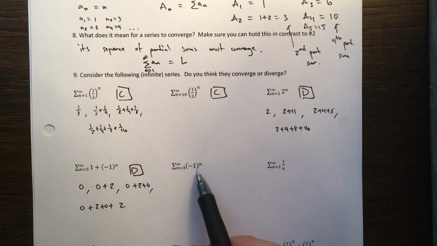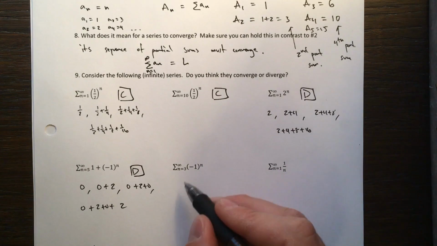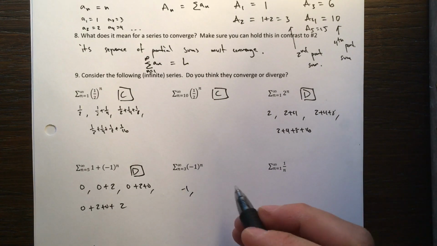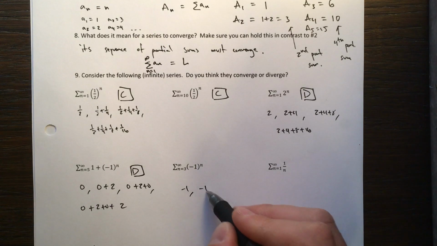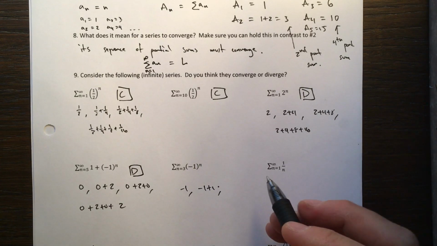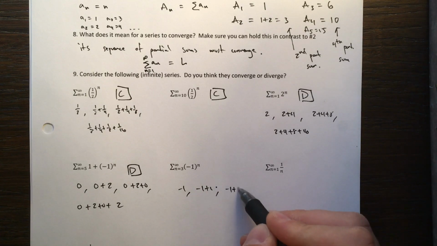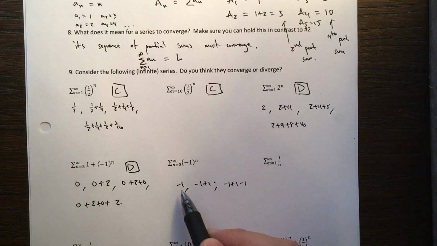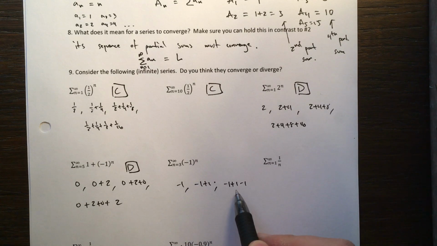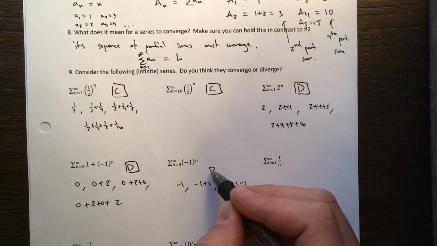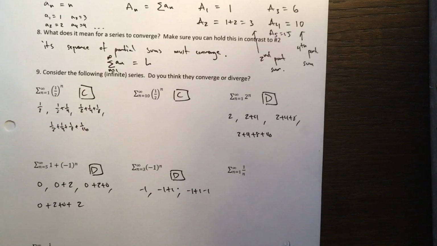This one right here, -1 to the n. I mean, plugging in 3, you get -1. Plugging in 4, you get 1. So that would be -1 plus 1. Plugging in 5, you get -1 again. So -1 plus 1 minus 1. This is -1, that's 0. This is -1, that's 0. And I think that that thing is going to diverge, bouncing around.